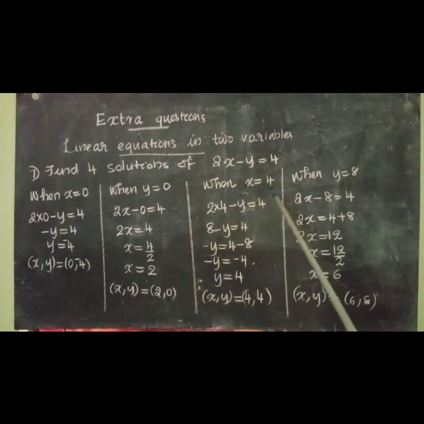Then when x equal to 4, we get 2 into 4 minus y equal to 4, 8 minus y equal to 4, minus y equal to 4 minus 8, minus y equal to minus 4, y equal to 4. Therefore, (x, y) equal to (4, 4). Then when y equal to 8, 2x minus 8 equal to 4, 2x equal to 4 plus 8, 2x equal to 12, x equal to 12 by 2, x equal to 6. That is (x, y) equal to (6, 8).